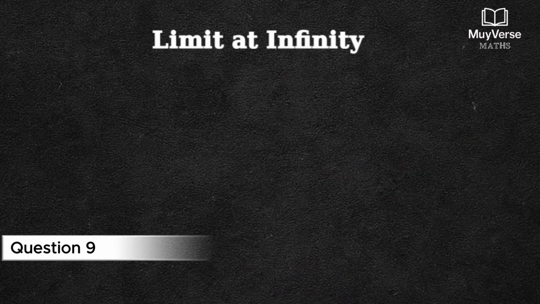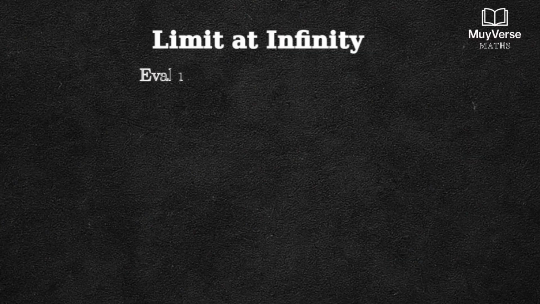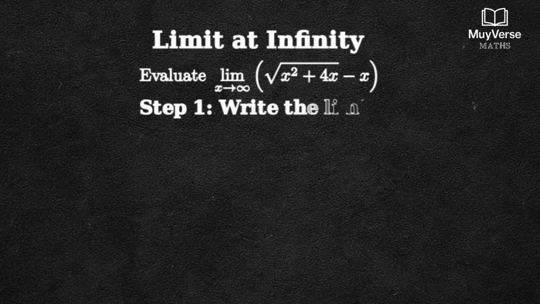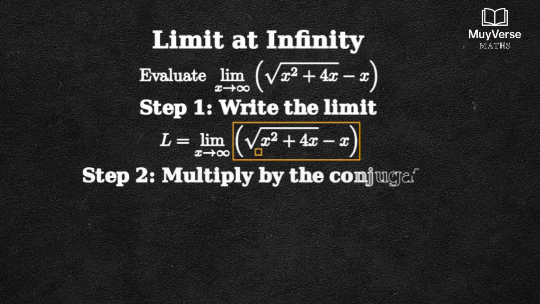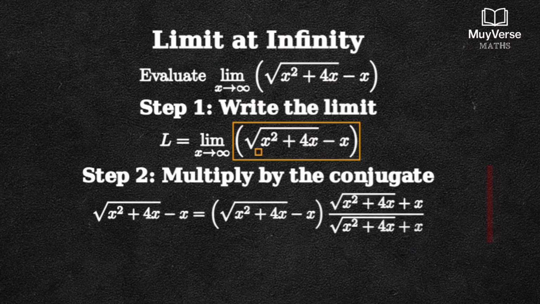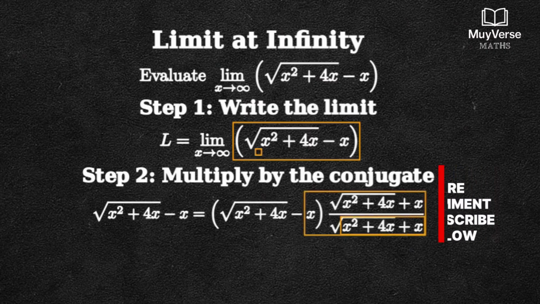Calculate the limit using a fast rationalizing trick with every step shown clearly. Here is the problem. Step 1. Write the limit cleanly. We will call it capital L. Step 2. Multiply by the conjugate to rationalize the numerator. We multiply and divide by square root of x squared plus 4x plus x.